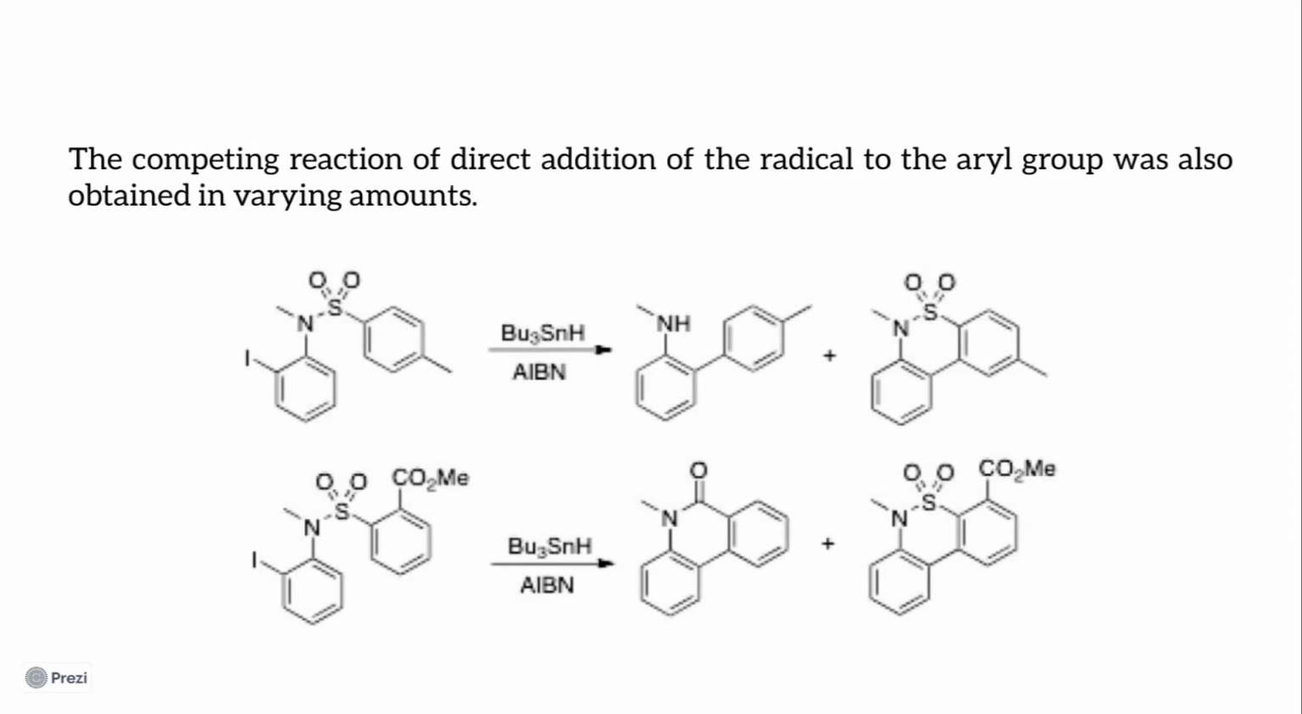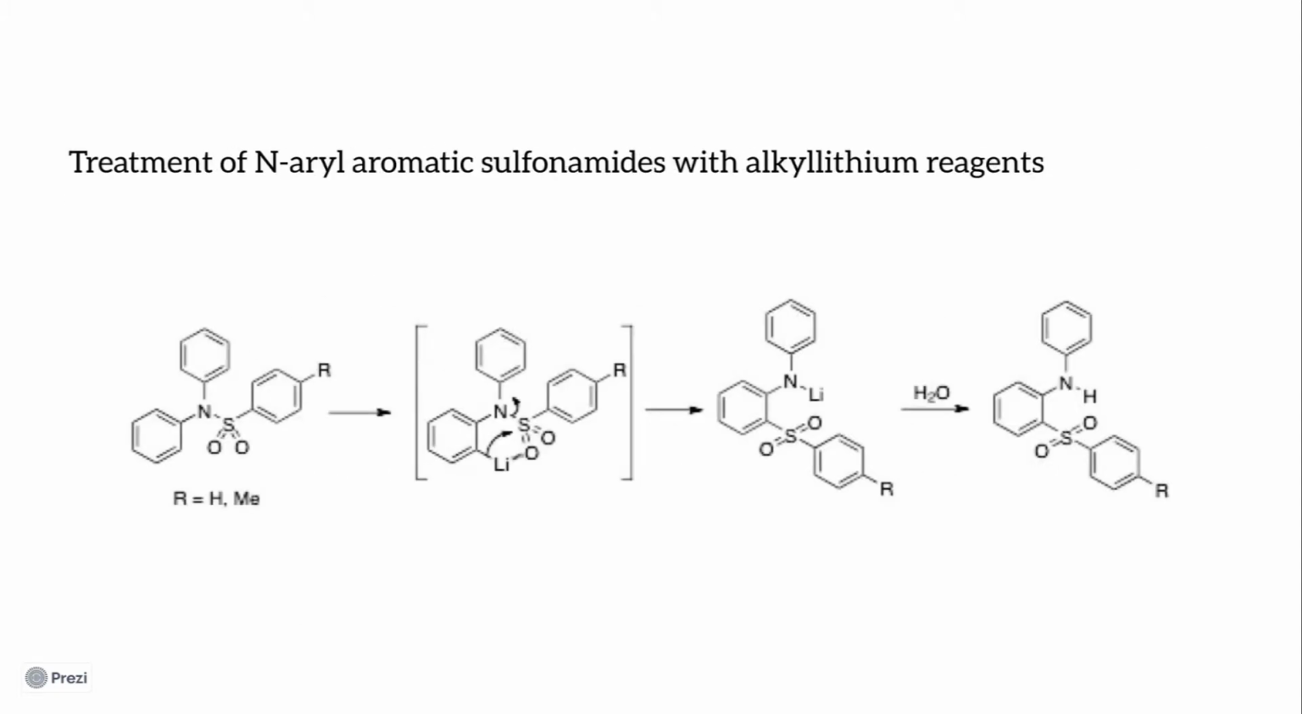Much work flowed from the group of Speckamp in exploring the application and scope of these reactions. The same strategy was later exploited in the preparation of pyrrole systems such as 5 and in the synthesis of tricyclic systems such as 6. As was observed, the competing reaction of direct addition of the radical to the aryl group was also obtained in varying amounts. Treatment of N-aryl aromatic sulfonamides with alkyl lithium reagents led to ortholithiation, followed by an unusual rearrangement in which the diaryl sulfone was formed.